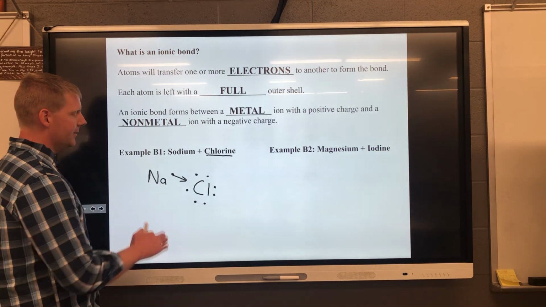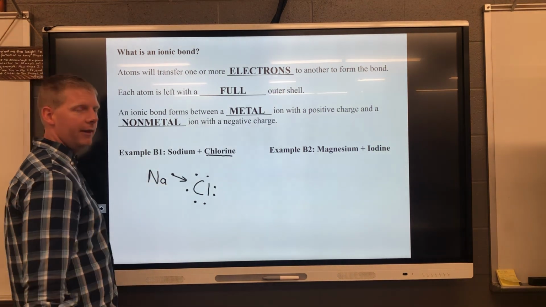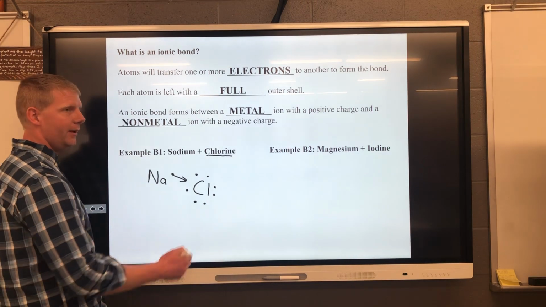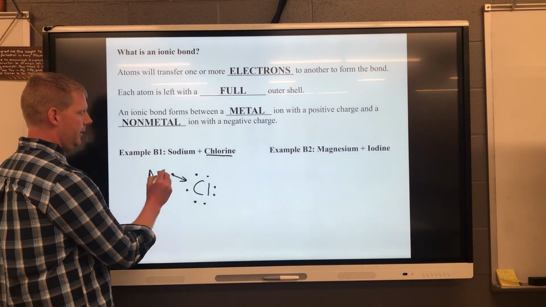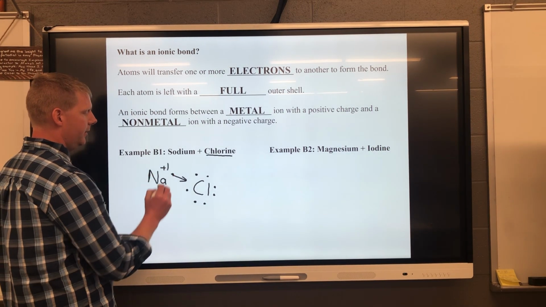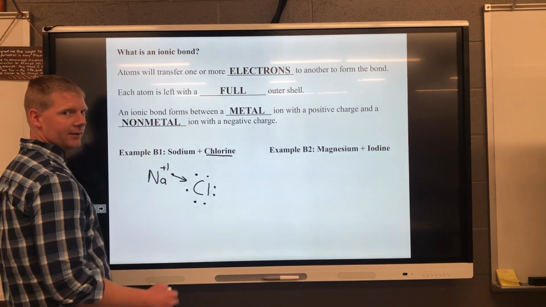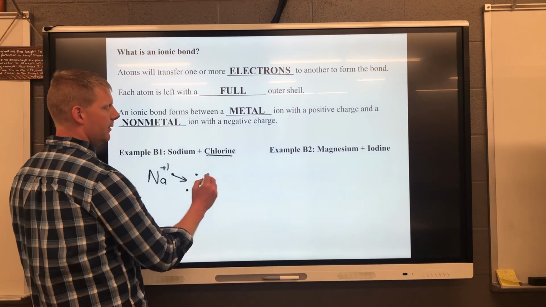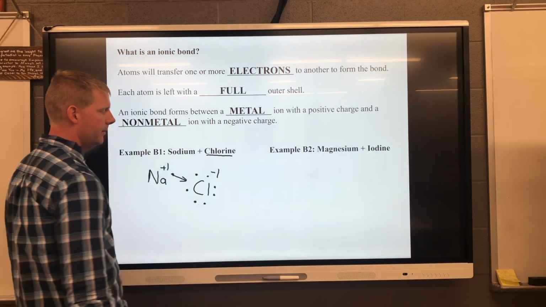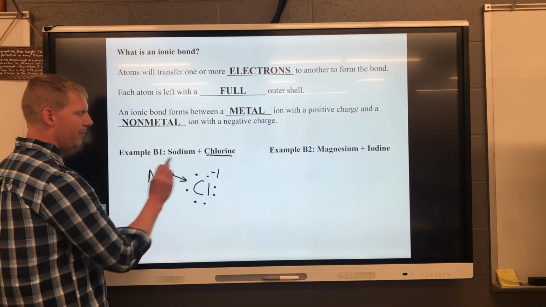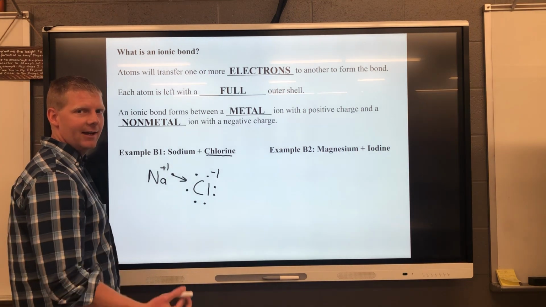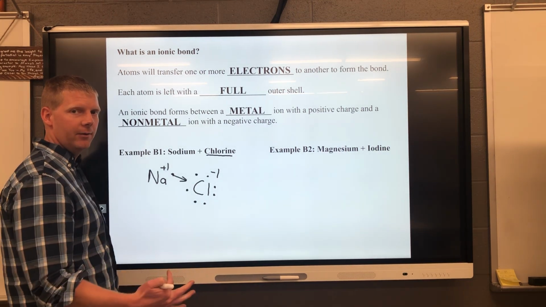Now when that happens, what would the charge be on the sodium? It got rid of 1 electron, so it is going to be a positive 1. This chlorine atom, it gained an electron, so its charge is going to be negative 1. So you always have to make sure your positive and negative charges balance out. That's how you know you're done with this problem.